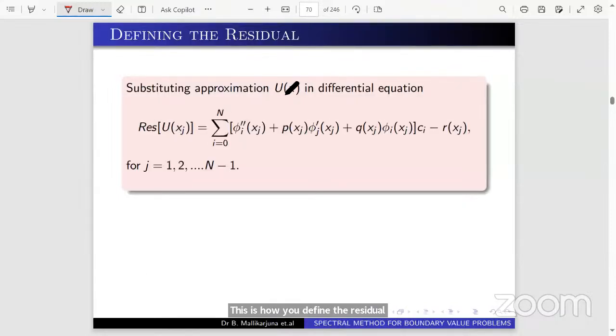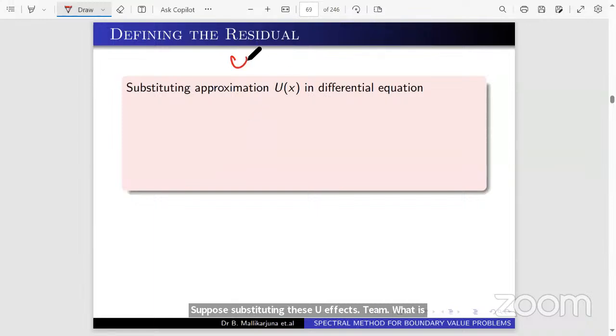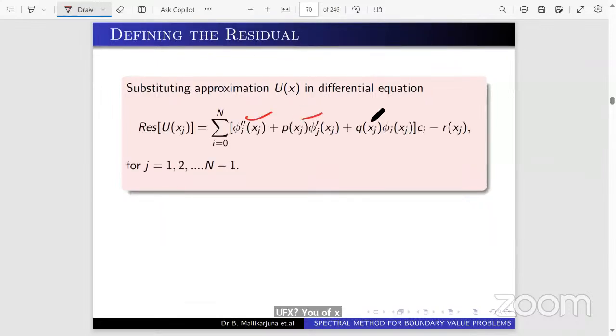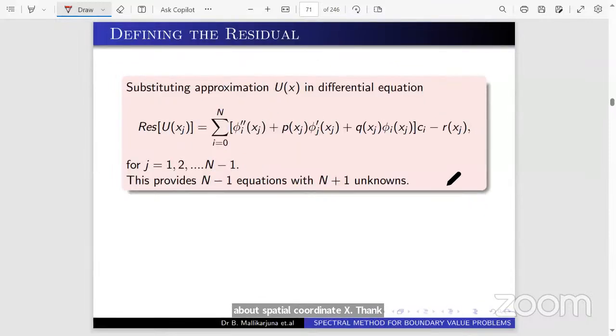Suppose substituting u of x. What is u of x? U of x is the summation of ci phi i of x. The same thing we replace, minus r of x. The subscript stands for giving the information about the spatial coordinate x. These provide n minus 1 equations, because the residual is defined in between the interior points.